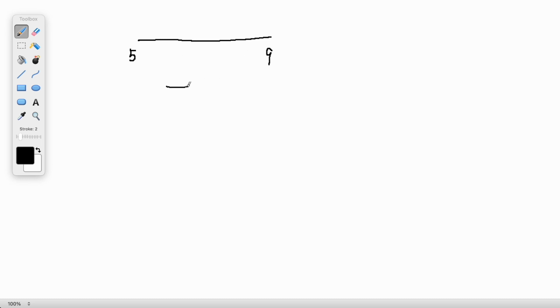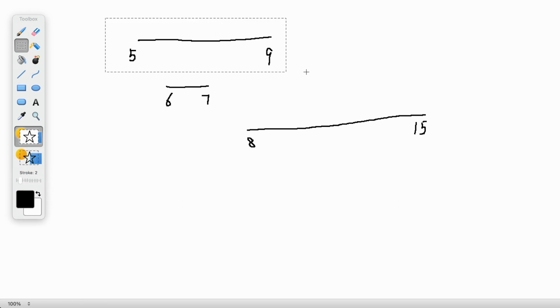and [6,7], and [8,15]. Okay, as you can see, we should keep [6,7] because it has a smaller end. If we keep [5,9], it will overlap with the next interval [8,15].